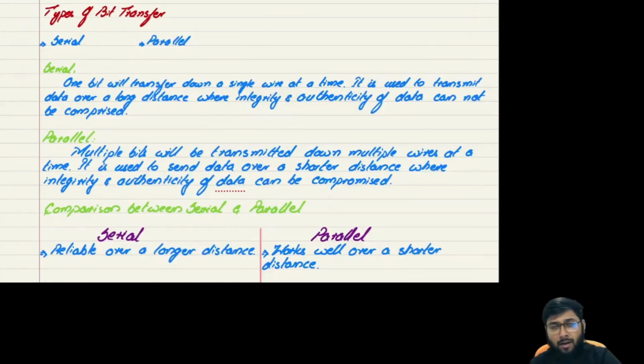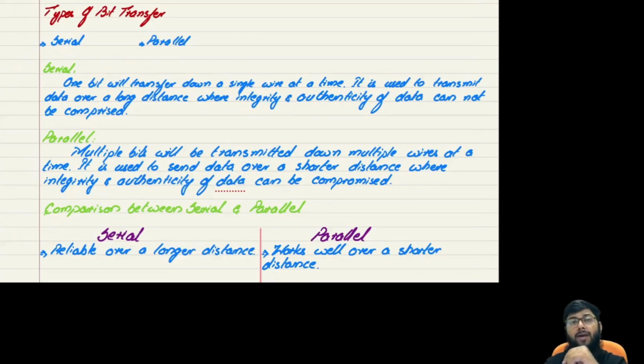Now we are going to continue with the types of bit transfer. In the last lecture, we discussed the directions of transmission: simplex, half duplex, and full duplex. We discussed them in detail. Now, coming towards the types of bit transfer, do remember that bits can be transmitted in two methods. One could be the serial transmission, and the other one could be the parallel transmission.